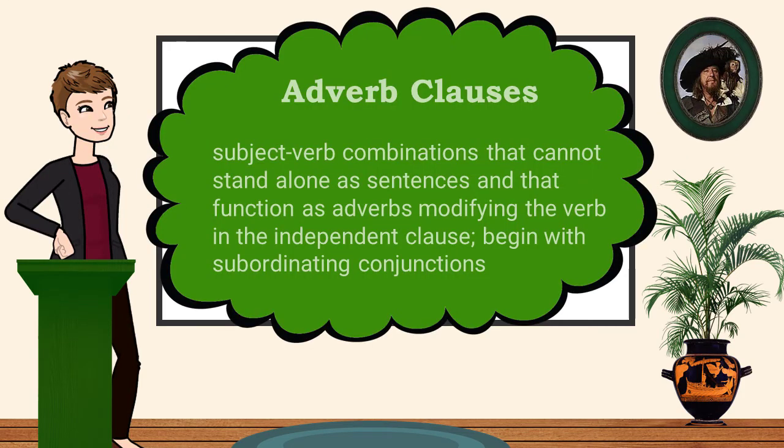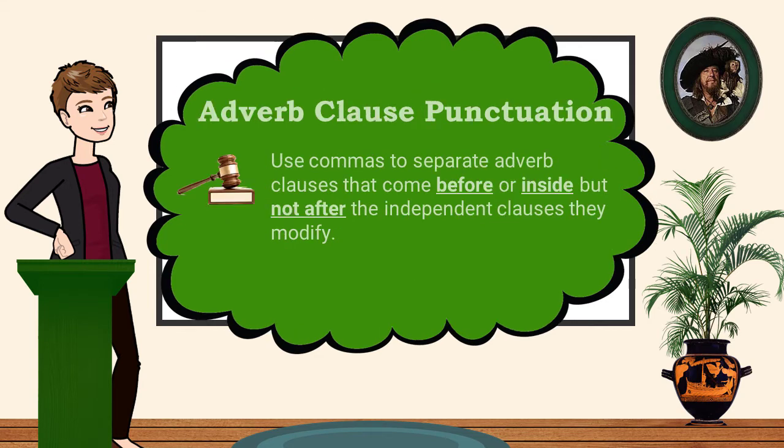If you haven't yet moved the definitions of adverb clauses into your long-term memory, you'll want to get on top of that soon. Adverb clauses are subject-verb combinations that cannot stand alone as sentences, and that function as adverbs modifying the verb in the independent clause. They begin with subordinating conjunctions. Use commas to separate adverb clauses that come before or inside, but not after, the independent clause they modify.